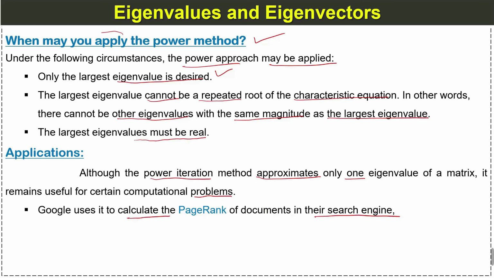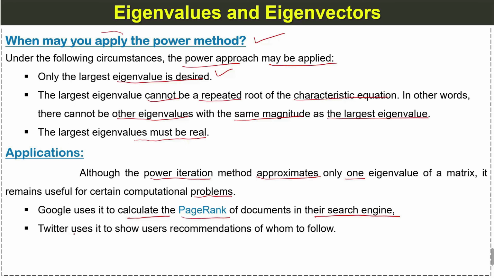Okay, so this means Google uses the power method in its search engine to rank the pages. Next, Twitter uses it to show user recommendations of whom to follow. Okay, so this is all about the basic power method, and in the next lecture we will solve an example related to the basic power method.